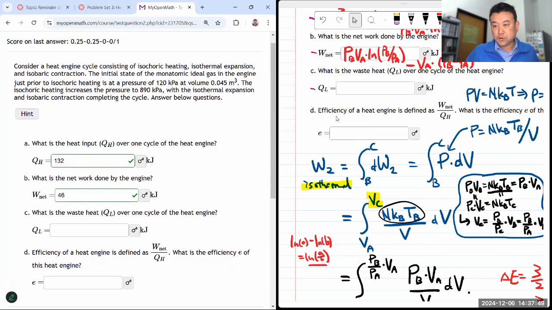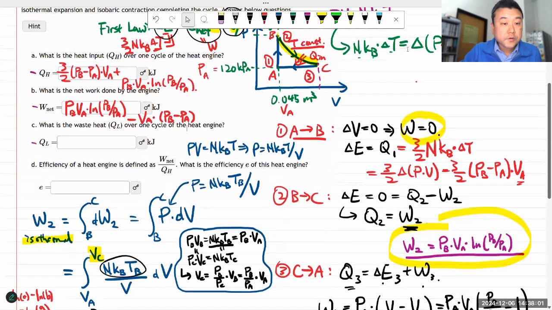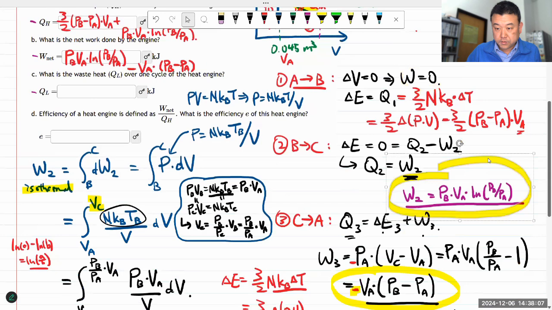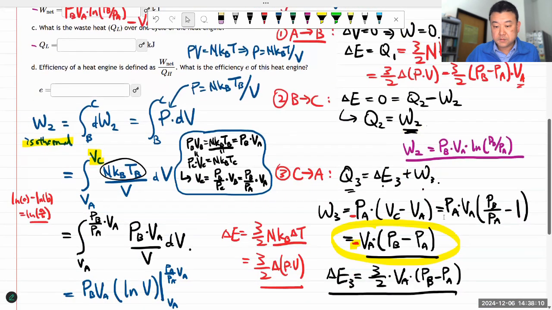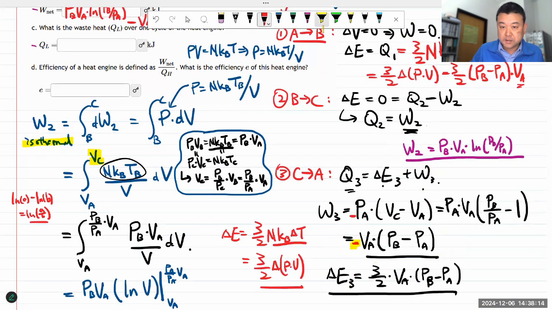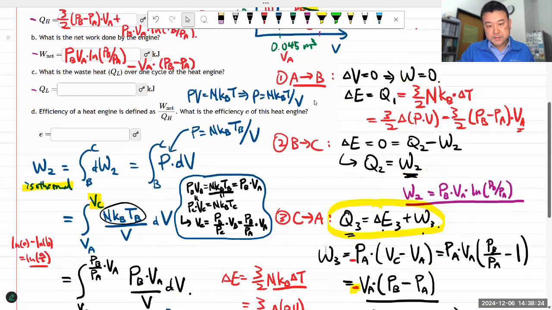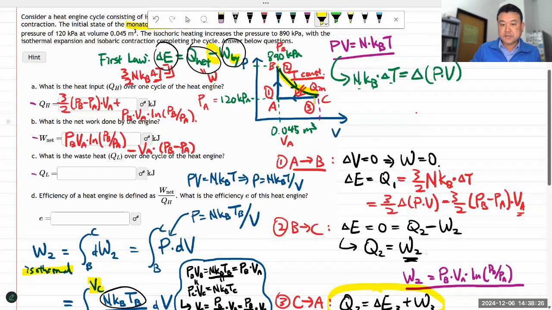Okay, waste heat over 1 cycle. So for the waste heat over 1 cycle, there's a couple different ways you can do it. You can do it the way we've been doing, identify the heat output. So I guess here it would be this here. We can work this out and then enter that. That's one way to do it. Let me show you a much quicker, much easier way to do it. It uses the fact that this entire process is cyclical.